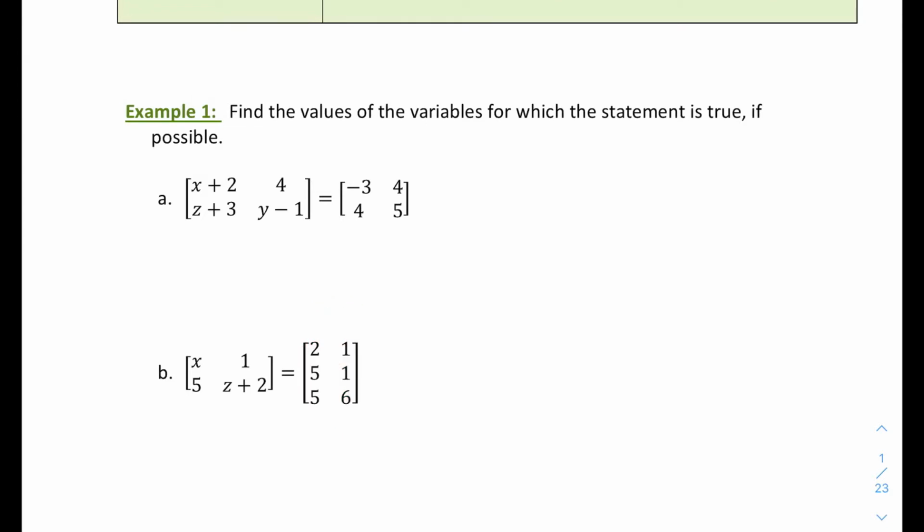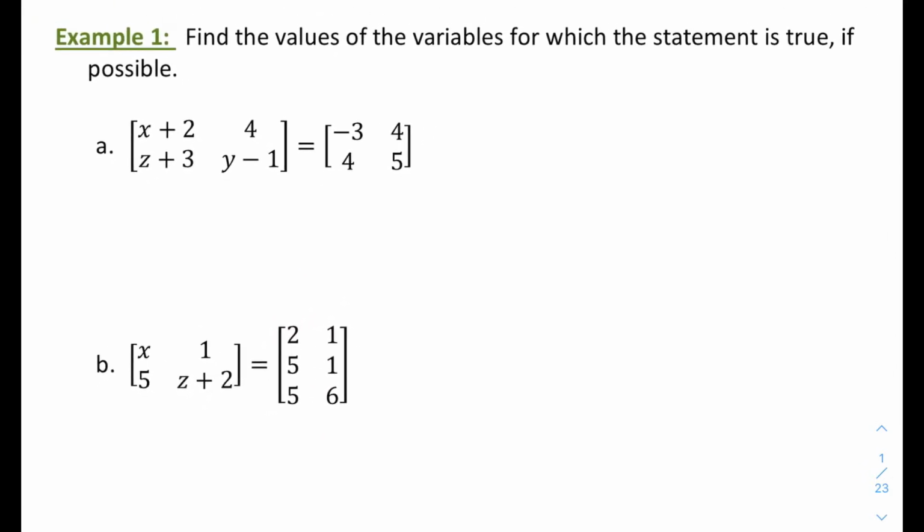So if you look at a pair of matrices that are supposed to be equal to each other, it's important to know that matrices can only be equal if they have the exact same dimensions. Because if they're equal to each other, that means the elements in the same location in your matrix are the same value. So like here, I know x plus 2 has to be equal to -3. And then the ones in the lower left-hand corner, z plus 3, has to be equal to 4. And I also know that my bottom right-hand corners, y minus 1, has to equal 5.